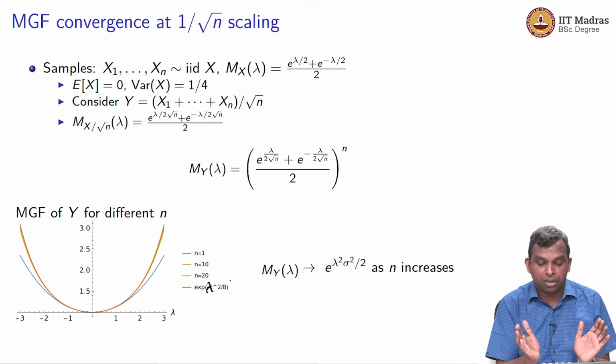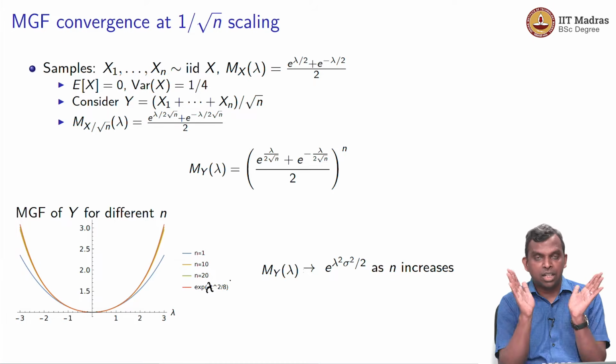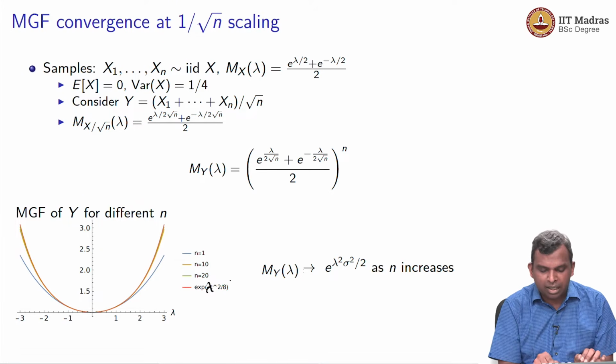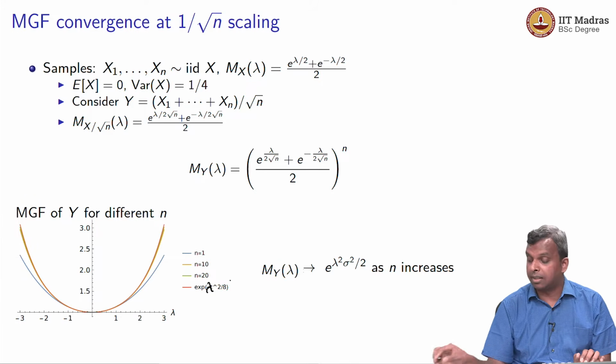And then notice what happens when n becomes equal to 10, and then when n becomes equal to 20, it is not converging to something flat, it's converging to something that looks like e^(lambda squared by 8) or something. In fact, you can see that e^(lambda squared by 8) is exact, and if you do a little bit of work here, you can show that this will converge to e^(lambda squared sigma squared by 2) as n increases. And what is sigma squared?